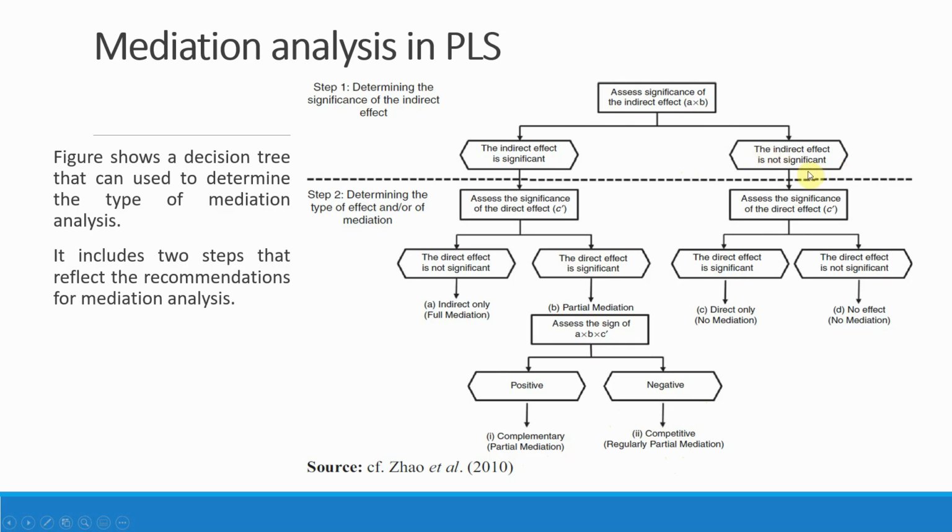Otherwise, if the indirect effect is not significant, then assess the significance of the direct effect, that is C. If the direct effect is significant, there is no mediation, or the effect is direct only. The direct effect is significant, obviously there is no mediation but direct effect. But if the direct effect is insignificant, there is no effect, there is no mediation. So this is how you can use PLS for understanding the mediation process, and you start with testing the indirect effect.